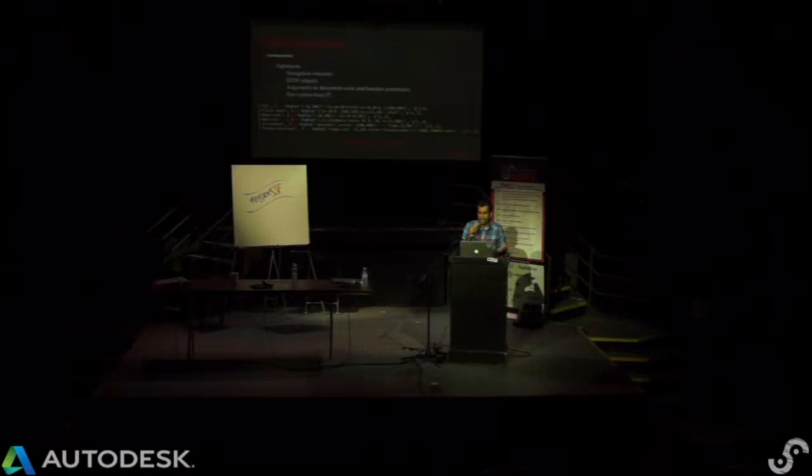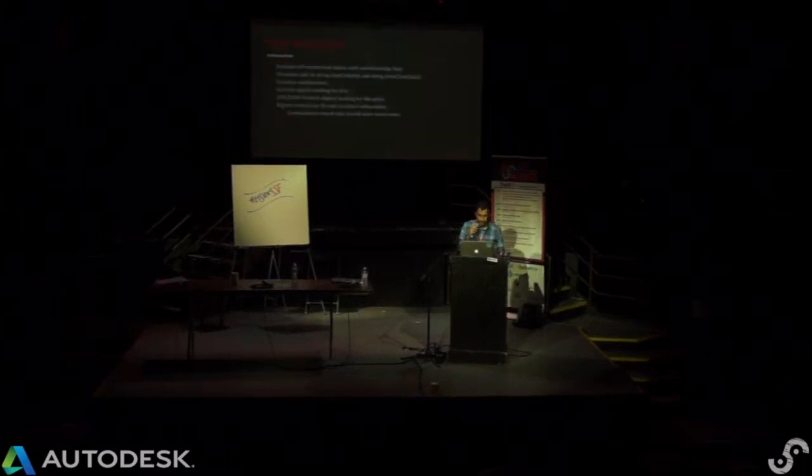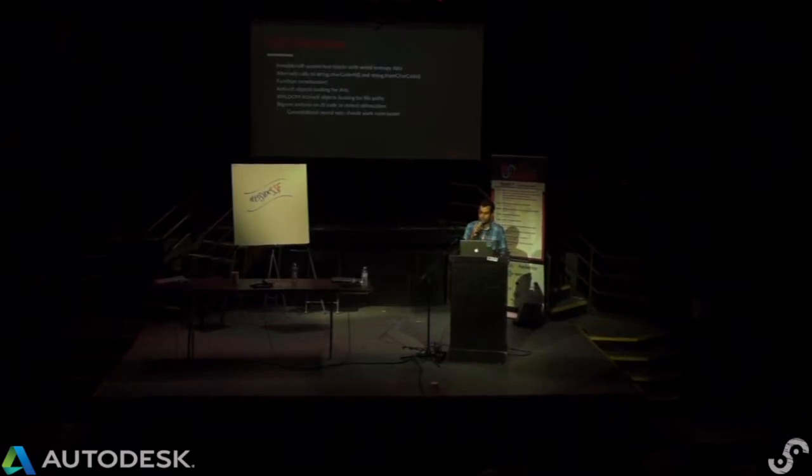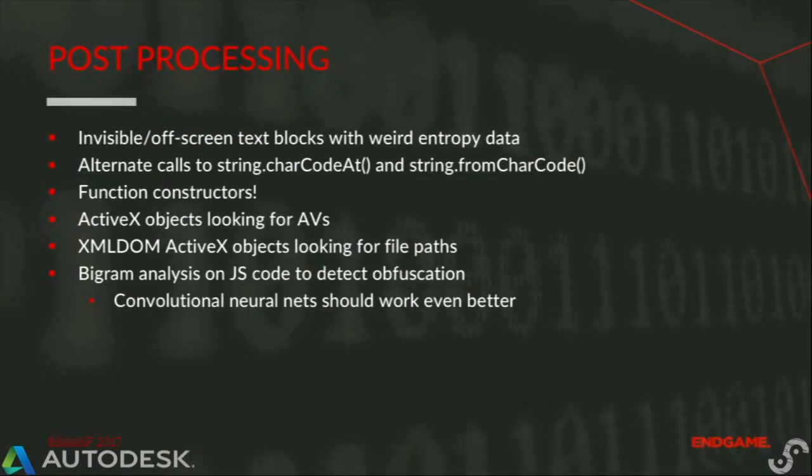But signatures are brittle. It's an arms race. We write a signature, the author will change the code. So we could do better than that. Here are some of the features that we started collecting on the data to be able to classify whether a website is definitely bad or something suspicious is going on. And if it looks suspicious, maybe we should run it through a sandbox. So an invisible off-the-screen text box with weird entropy that we saw earlier is a telltale sign of encrypted code. Alternate calls to string manipulation functions like these are used heavily for decryption.